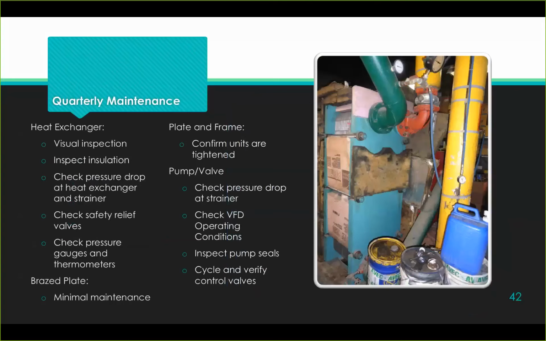So quarterly maintenance, I mean, you're adding a heat exchanger to the building. So you might want to do a visual inspection, make sure that the insulation is intact. Doesn't always stay that way. You can check the pressure drop at the heat exchanger and strainer, see if it needs to be cleaned. You're going to check your safety relief valve on it and see if it's going off. You're going to check your pressure gauges and thermometers and make sure they're right. I mean, all of this is standard maintenance stuff you would do for other items in your system. It's not going to add a lot of time to your operators. If you're using a brazed plate heat exchanger, you've really got minimal to no maintenance outside of those visual checks.